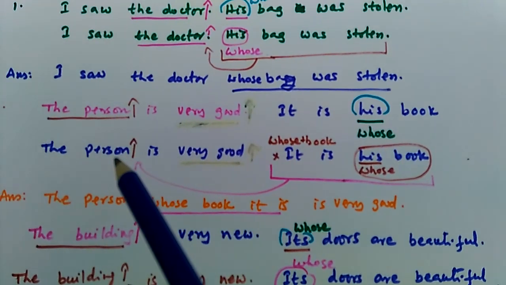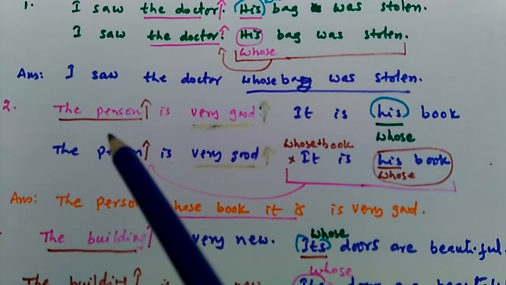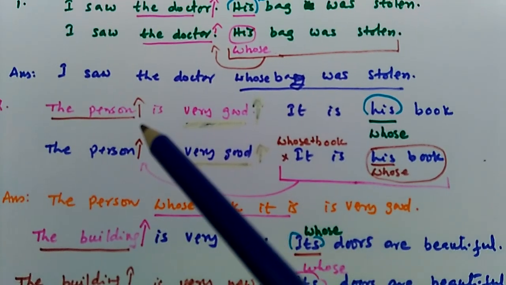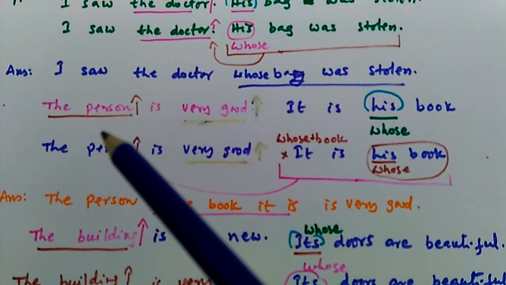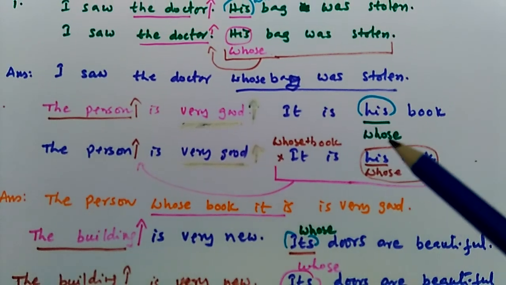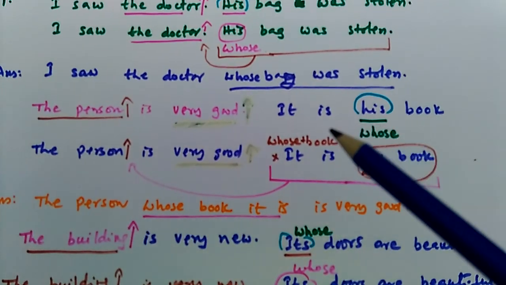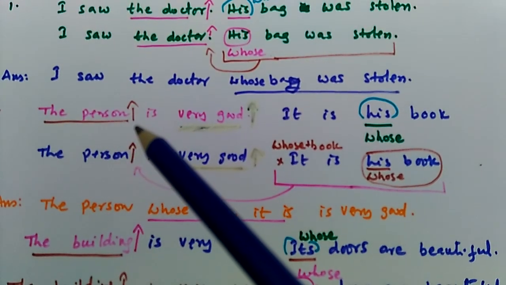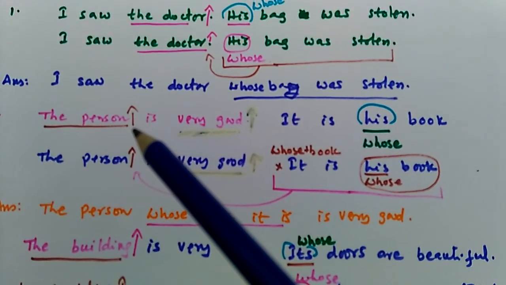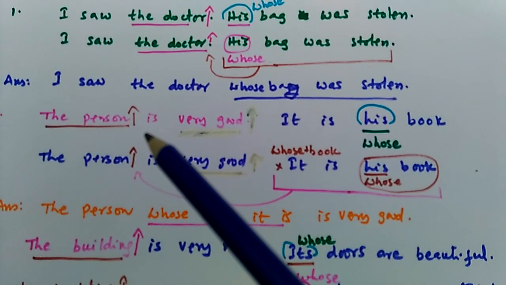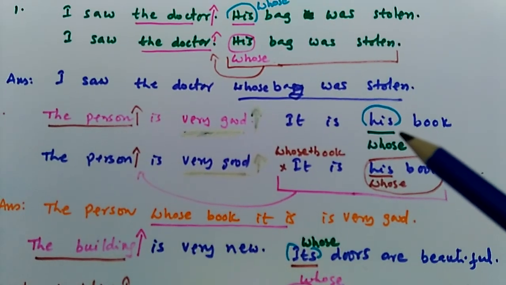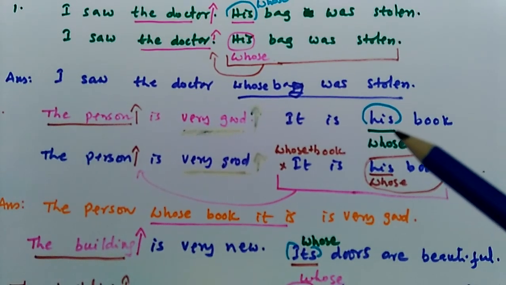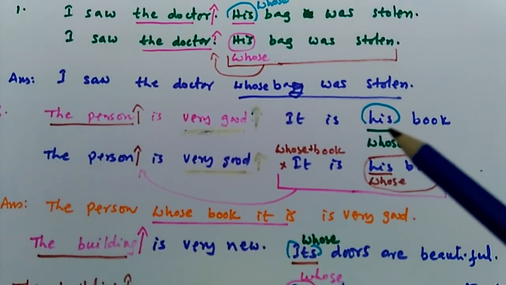And next one, second example: The person is very good. It is his book. Here, the identical phrases are the person and his. Here, we have to put an arrow mark immediately after the one identical phrase, that is person. And the other identical phrase is his. For his, we have to write whose, and his is to be removed.